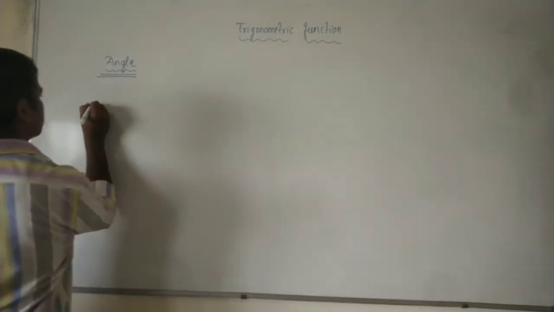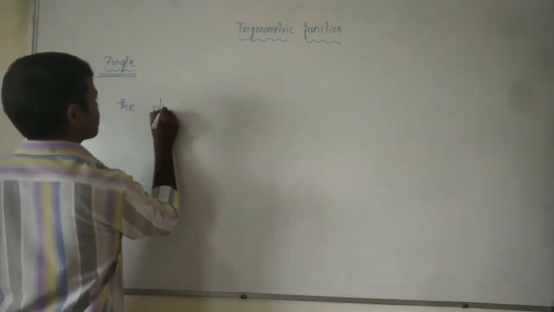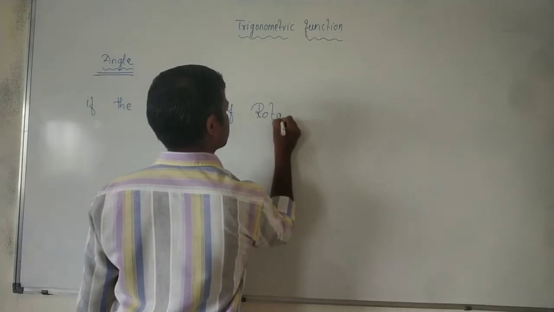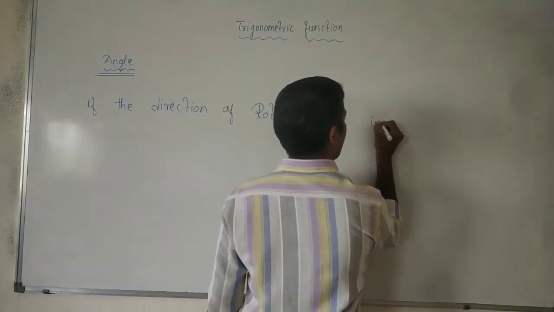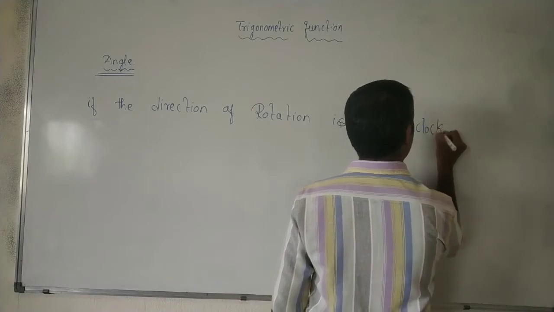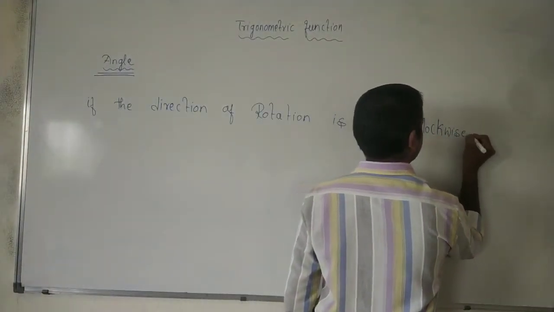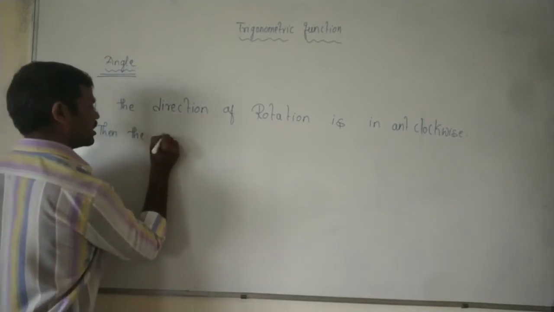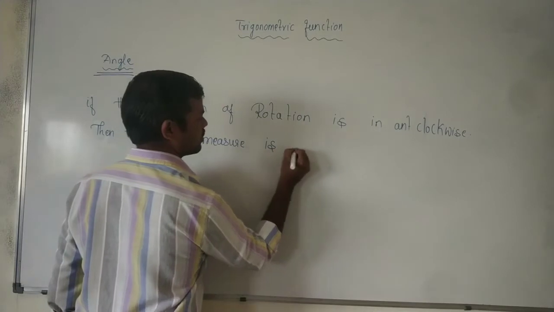If the direction of rotation is anti-clockwise, then the angle measure is positive.